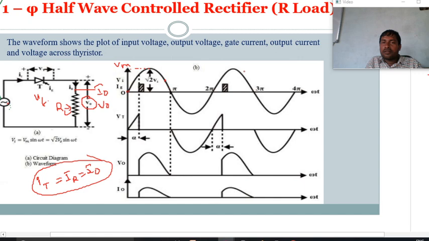If AC supply is given to the thyristor, it will not turn on until you give the gate pulse. This is the gate pulse. If you don't give any gate pulse, the thyristor will block the voltage. If you give the gate pulse, in terms of gate current Ig, the thyristor will be turned on. So this is a gate pulse here.